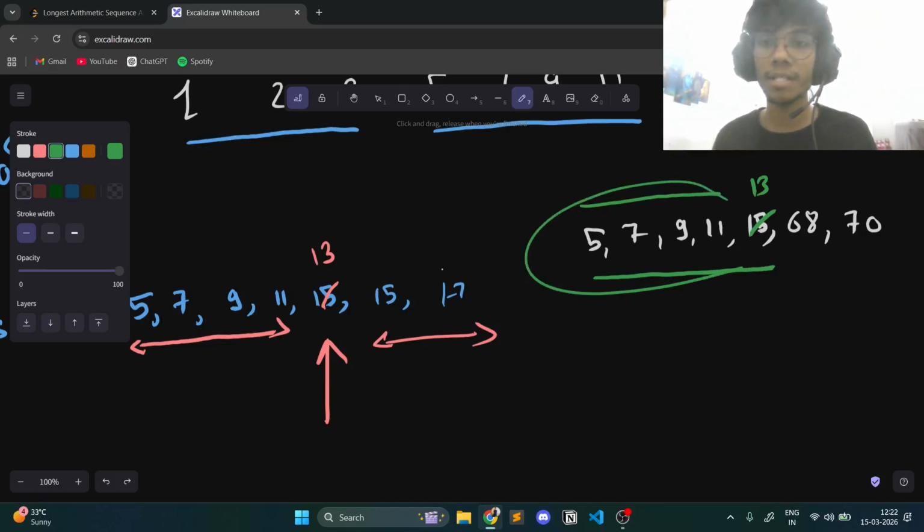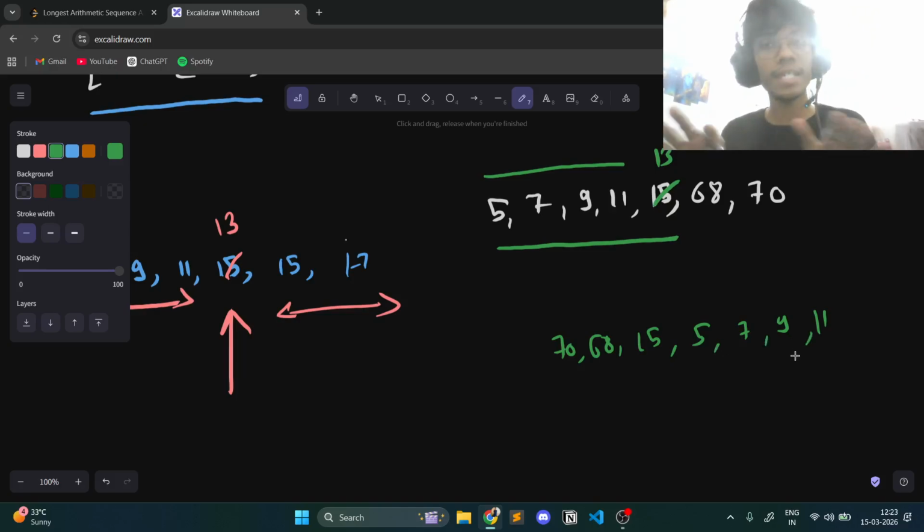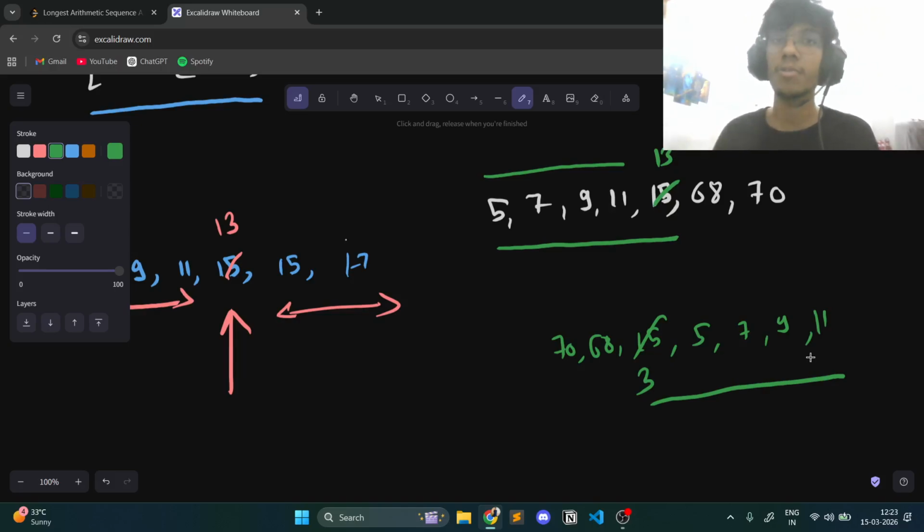Similarly, if we reverse this, let's say 11, 9, 7, 5 and 15, 68, 70, something like this. We can choose this particular element and replace it by 3, I guess. Now if you take this particular subarray, that is the maximum possible, and all the differences between all the adjacent positions are constant over here. So that is what I'm saying.